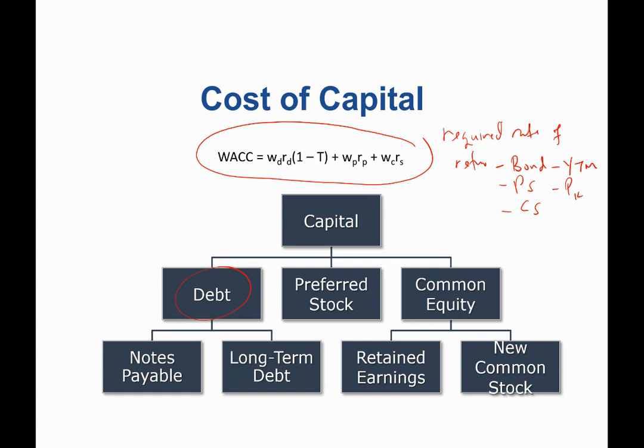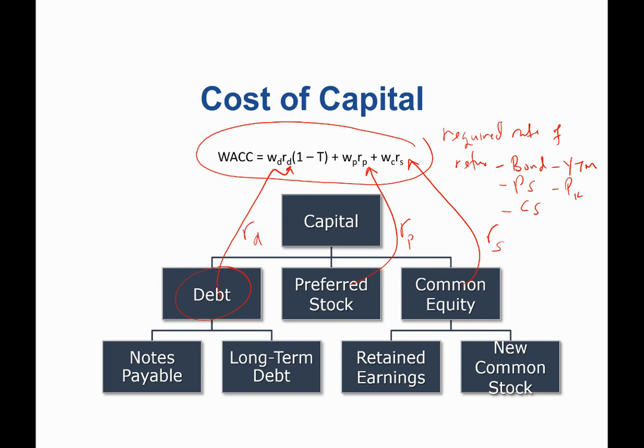We know that the capital is coming in different forms. It is coming as part of debt, where we see R_D. It's also coming from preferred stock, and that is the cost of preferred stock. It is also coming in terms of common stock, and the R_S here represents our cost of equity, our R_P represents our cost of preferred stock, and R_D represents the cost of debt.